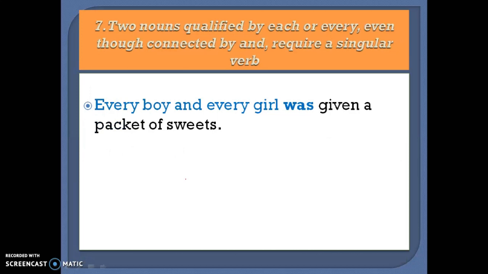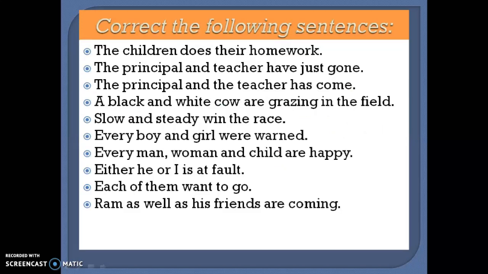Our next rule. If there are two nouns, they are qualified by each or every, even though connected by the conjunction and, they require a singular verb. For example, every boy and every girl was given a packet of sweets. If I remove this every, even then, if your sentence is every boy and girl, then of course our verb is singular. Was given a packet of sweets.